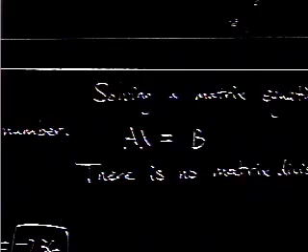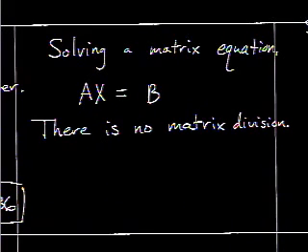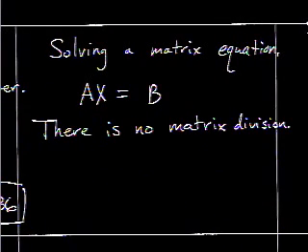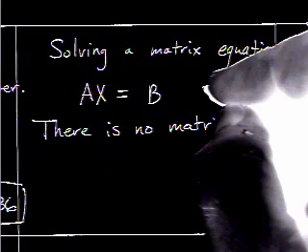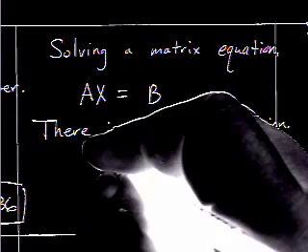Okay, solving a matrix equation. Let's just start with a basic matrix equation, AX equals B. And how do we solve that? First of all, you have to remember there is no matrix division. So don't try to, if I put a question like this, even with the letters like this, I do not want to see you divide by A. Alright? So we're solving for matrix X.